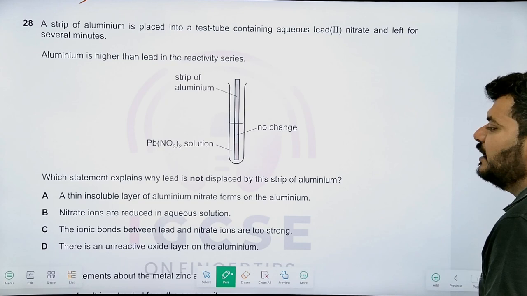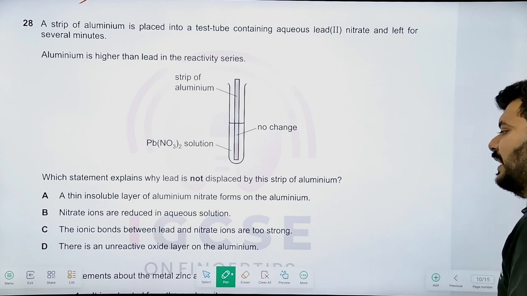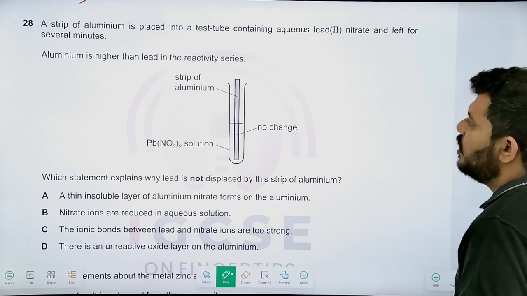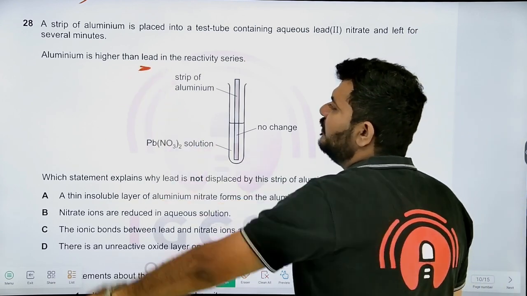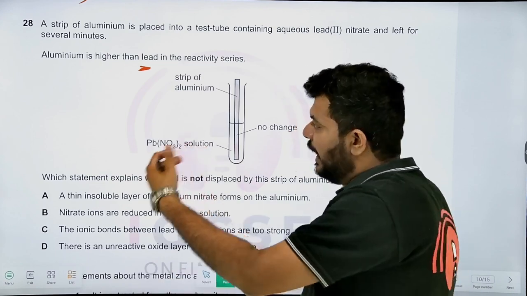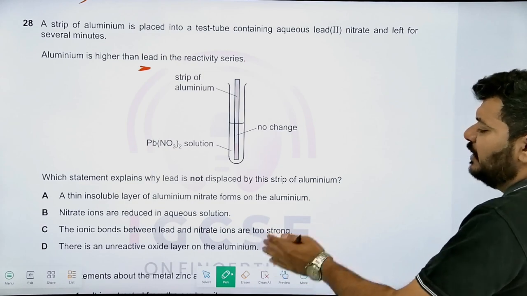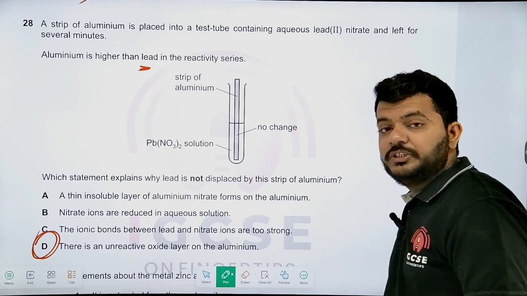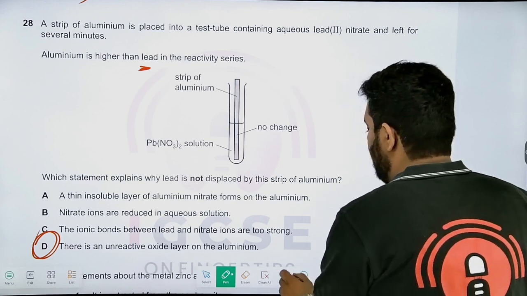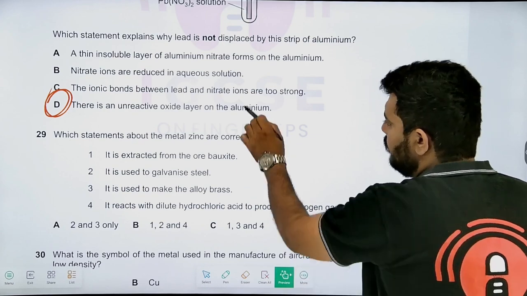Nitrate ions are reduced in aqueous solution. No. The ionic bond between lead and nitrate ions is too strong. No. If they were too strong, lead would be above aluminium in the reactivity series. There is an unreactive oxide layer on aluminium, Al2O3, which stops the reaction or prevents the reaction from starting at all.